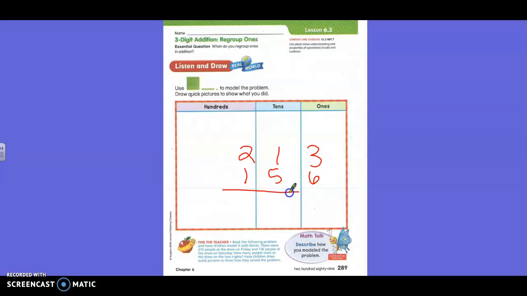156 people at the show on Saturday. How many people were at the show on the 2 nights? Okay, now if you look up here at your title, it says we are doing addition today, so you don't have to get confused. But when it says how many people are at the show for the 2 nights, you should know that you're trying to find out both nights, so you're going to have to add.